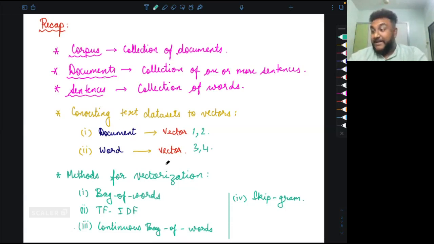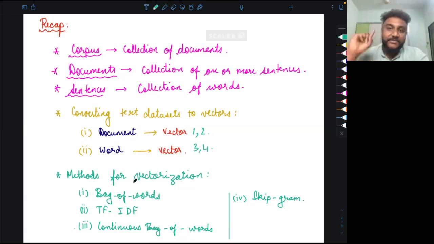Another way to do the same thing is by using the term frequency. So instead of just putting a 1 or 0, I'm going to put a count of the number of times this word has appeared in that document. So that is how bag of words works. Okay. TF-IDF essentially builds on top of bag of words.